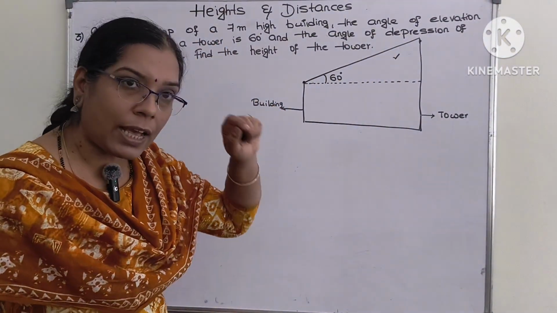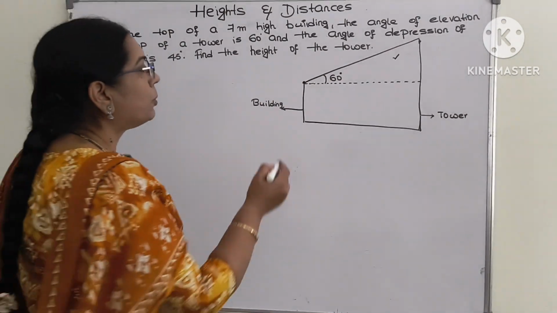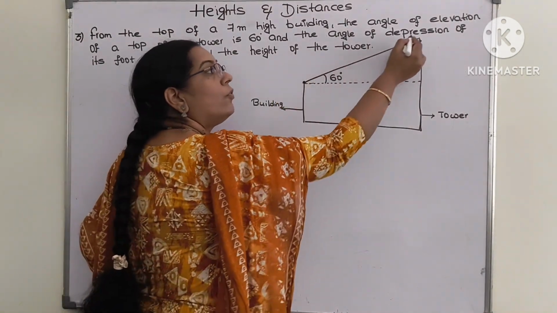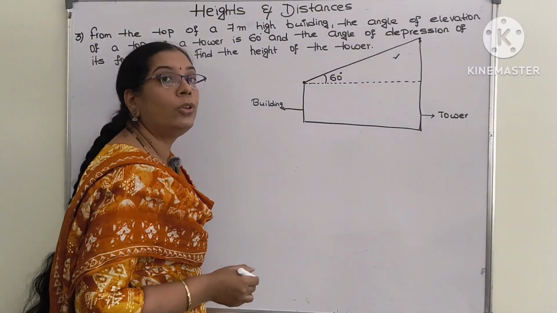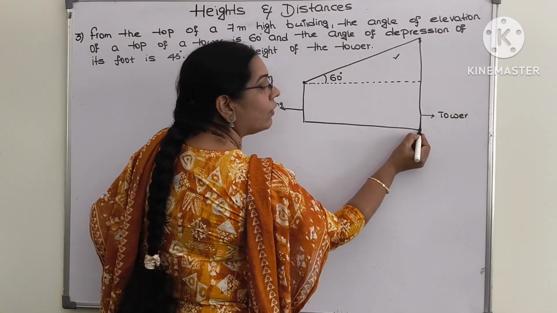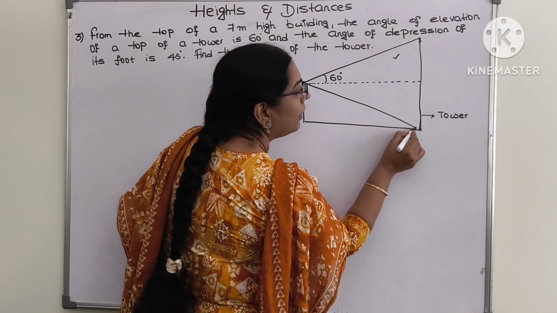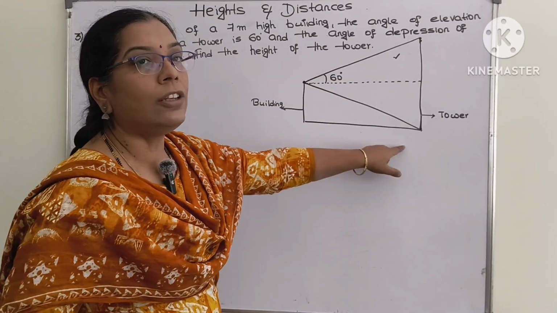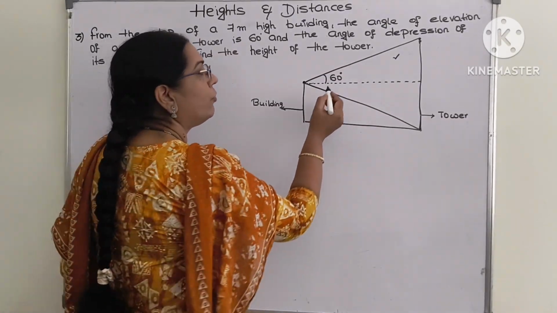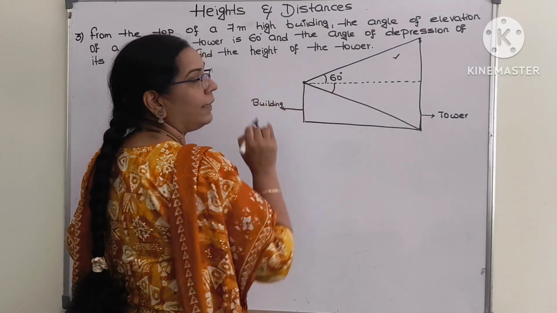Angle of depression means he has to look down. Angle of depression of its foot, which means now the observer, instead of looking at the top of the tower, what is he doing? He is bending down to look at the foot of the tower. So now, how will you get the triangle? This is how you get the angle of depression. Where is the angle of depression forming? It is the angle between the dotted line and the slant line.